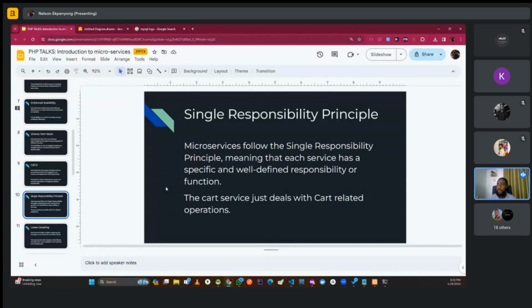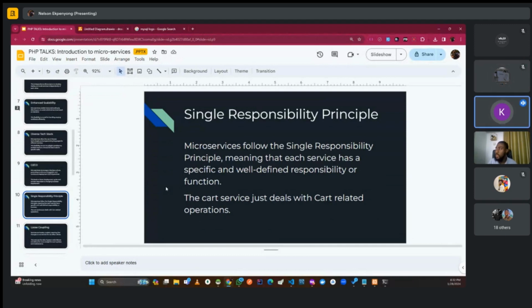How can I forget? Single responsibility. SOLID. Single responsibility is from SOLID, right? Each controller or method or service should do only one thing and one thing only, right? The cat service is just doing things that are related to cats.